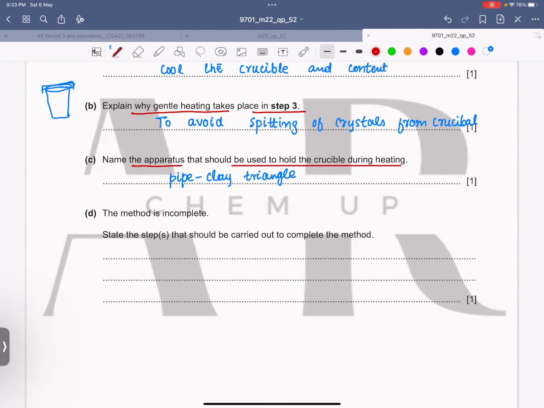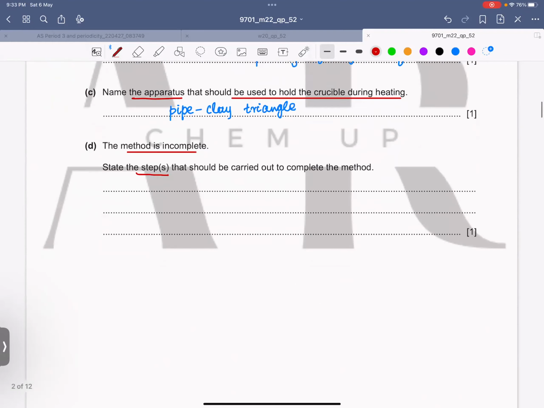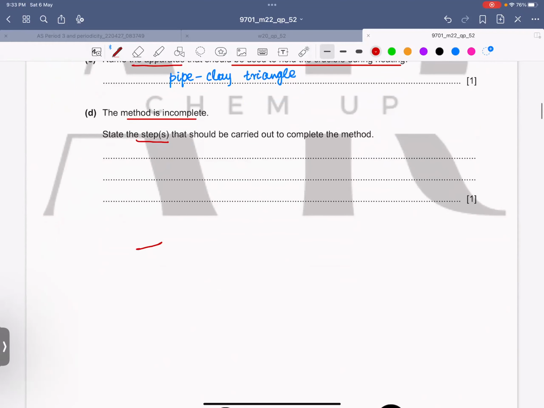Now, the method is incomplete. State the steps. No, tripod. Okay. Basically, a tripod stand is like this. Let me draw it over here.